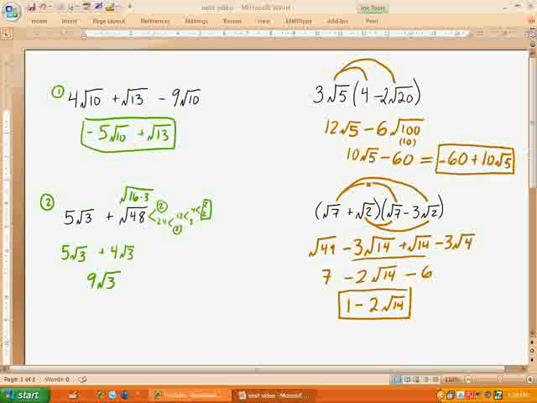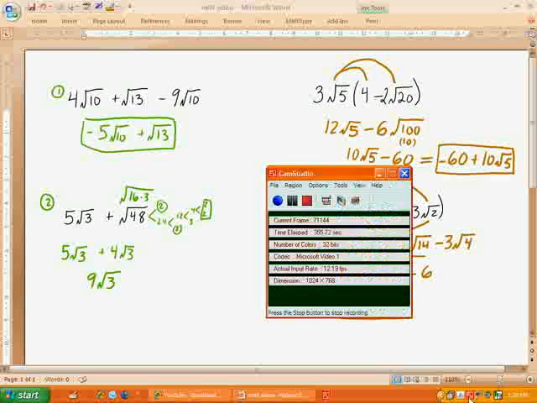Okay, but now we've done a couple more problems, and now you should be ready to work to your heart's content with roots.